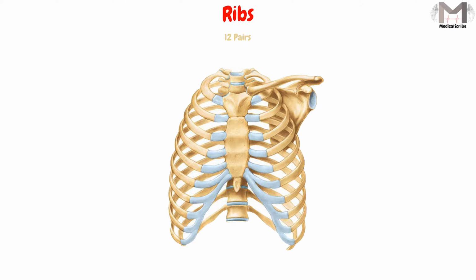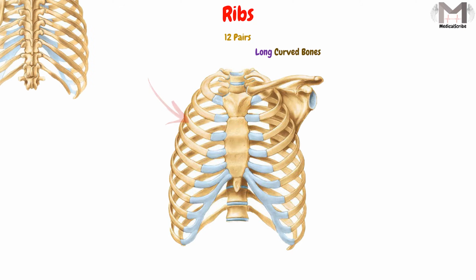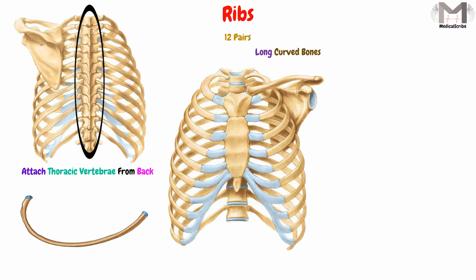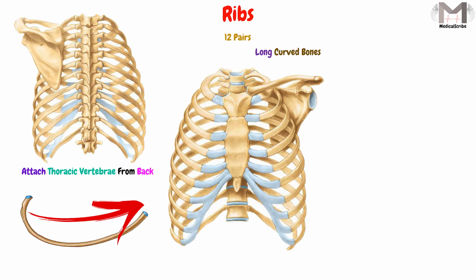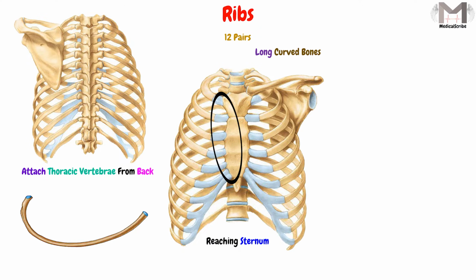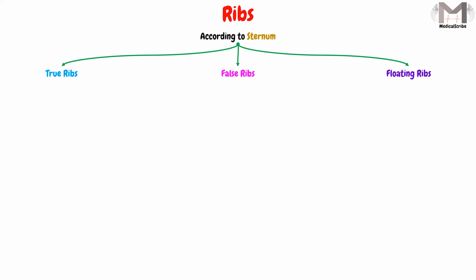The ribs are 12 pairs of long, curved bones. These ribs attach to the thoracic vertebrae from the back and extend anteriorly in a curved shape until reaching the sternum, where they finally attach. These ribs are classified according to their attachment with the sternum into three types: the true ribs, the false ribs, and the floating ribs.